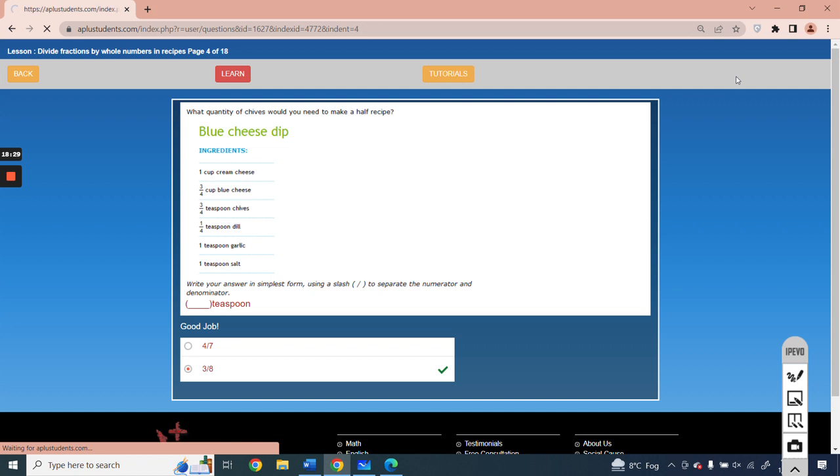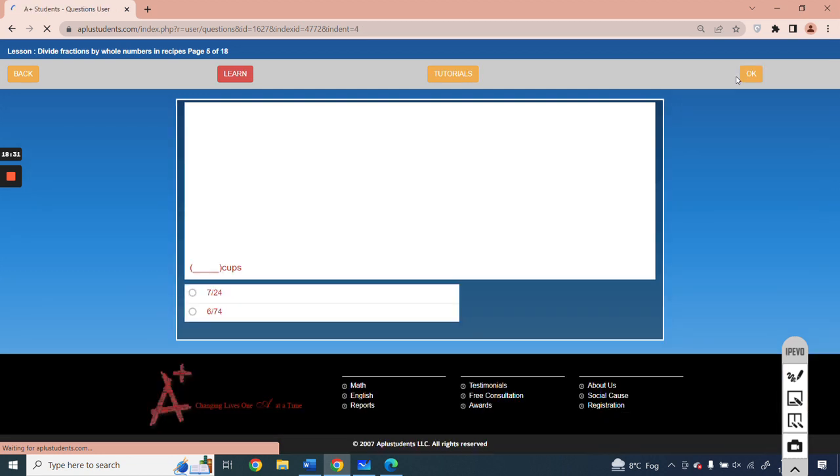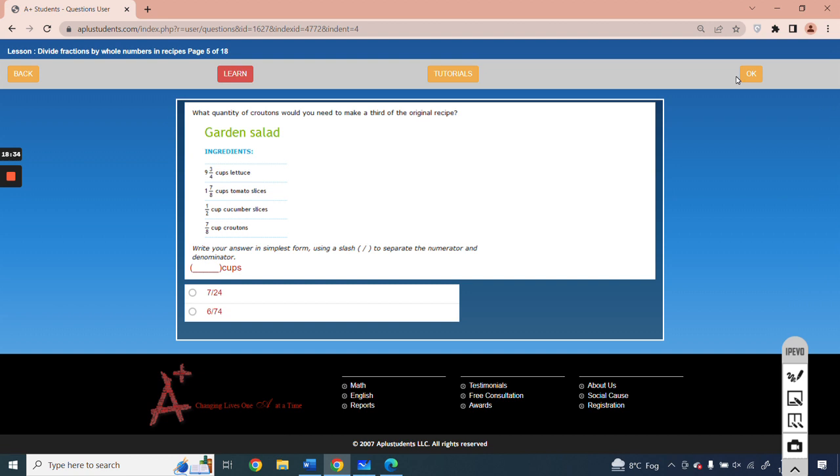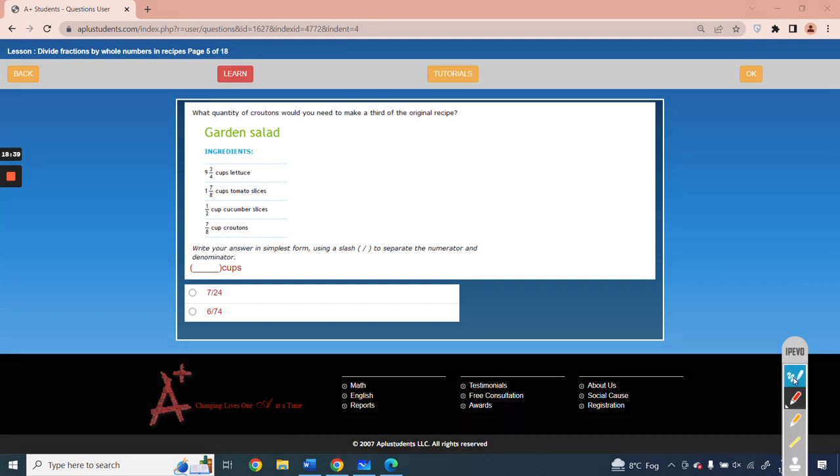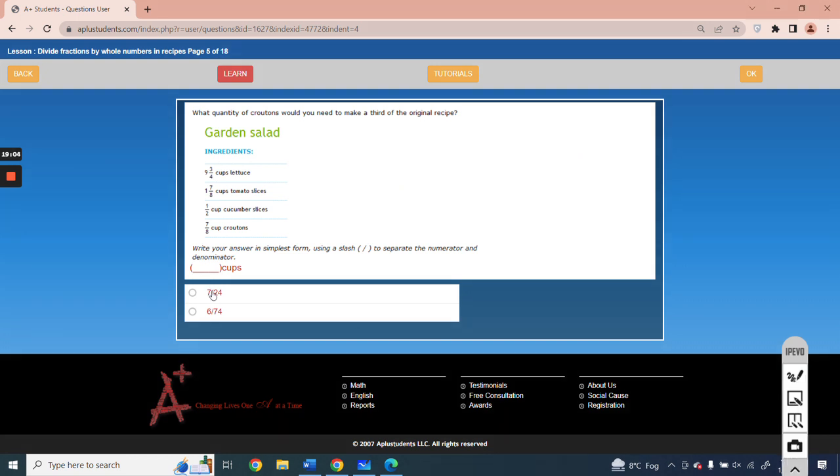Okay, the next one is what quantity of croutons would you need to make a third of the original recipe? Got it? So in the original recipe you have to use 7/8 cup. So you have to make the third of it, so you have to divide it by 3. Got it? So just replace the division sign with multiplication and then reciprocal the terms. It would be 7 times 1 is 7 and 8 times 3 is 24. So the correct option is 7/24. Got it? Just select the correct option, then click on the OK button.